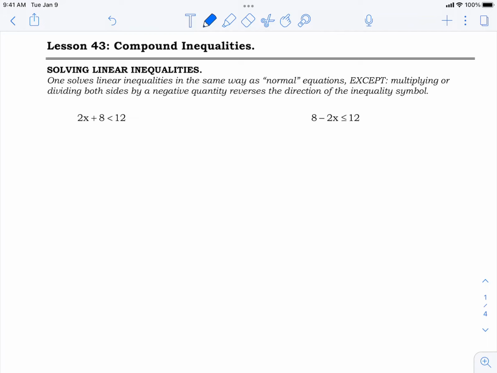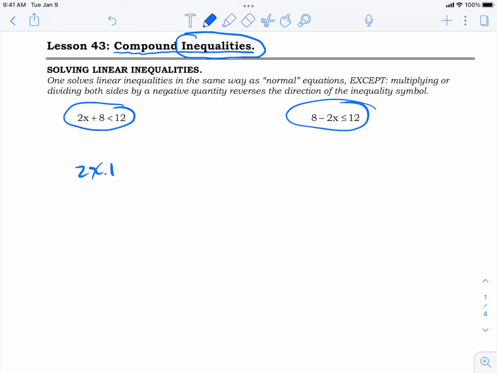Welcome to lesson 43. We're talking compound inequalities. What's an inequality? That's an inequality. That's an inequality. Why is it called an inequality? It looks a lot like an equation, right? Except equations have an equal sign. That's not an equal sign, so we call it an inequality, which means not equal.